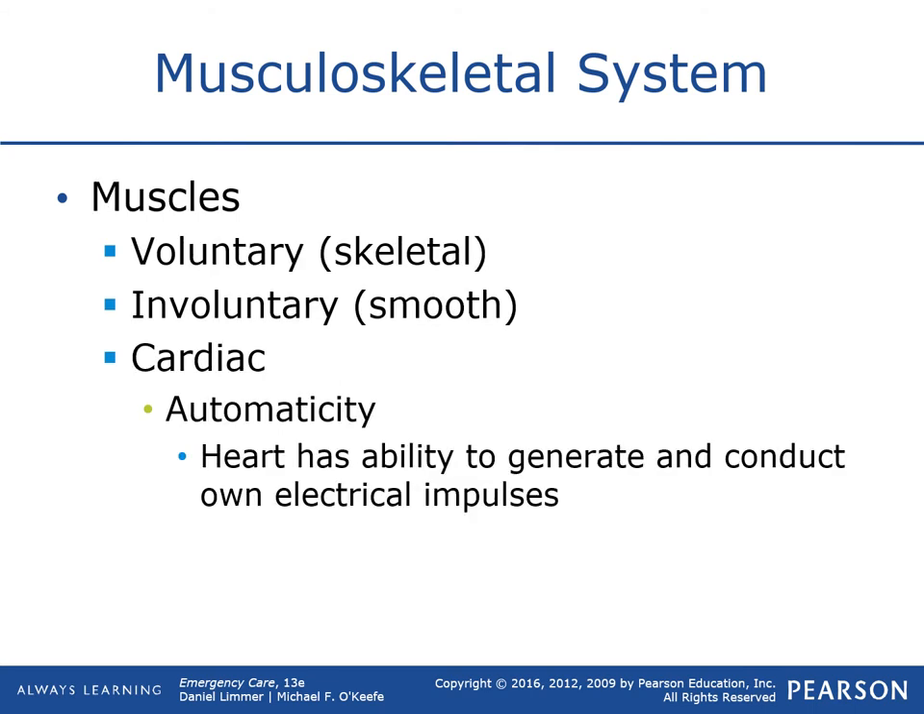So moving on to some muscles, we have three different types of muscles. We have voluntary muscles. Those are ones that we kind of call skeletal muscles. Those are ones that we have control of. It's what provides conscious movement. So your bicep or your tricep connected to your upper arm, that's going to be a voluntary muscle that we can control and move things with.